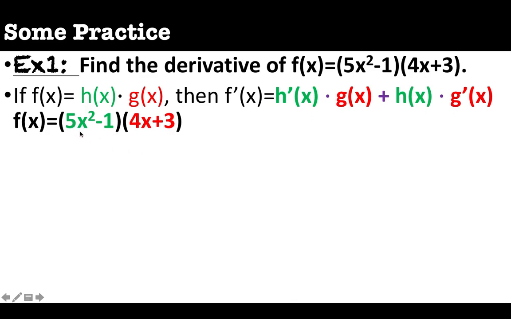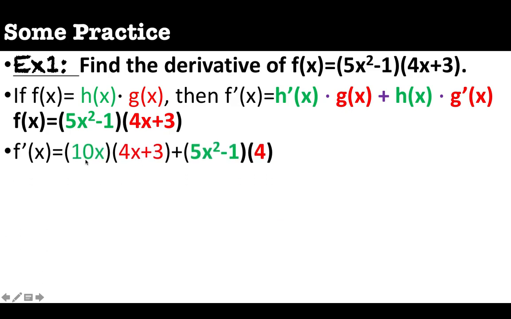The derivative of this right here, bring down the 2, that's going to be 10x. Keep this the same. See, 10x, and I kept it the same. Then you leave the first function alone, and you take the derivative of the second function. In this case, the derivative of 4x plus 3 is just 4. If you bring down the 1, it will be 4 times x to the 0, and x to the 0 is 1. So that's why you just get 4. And as a reminder, the derivative of a constant is 0. That's why the derivative of the constant was also 0.